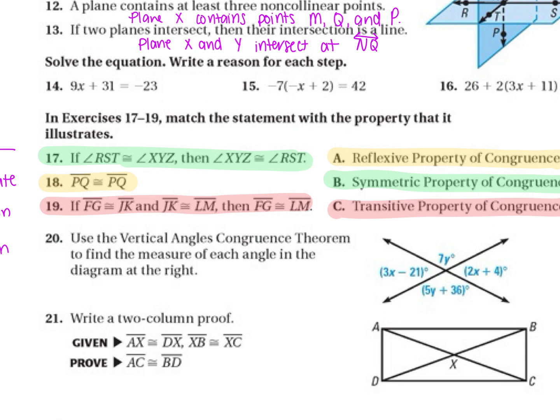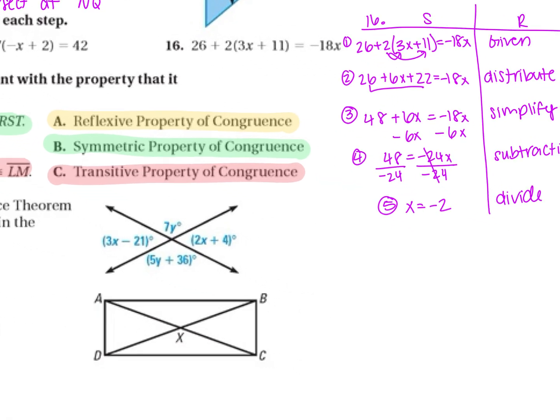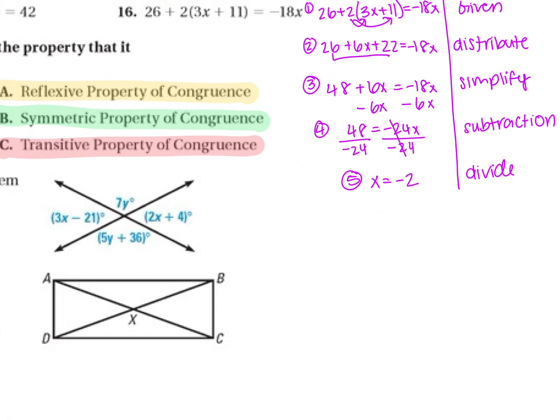20 says use the vertical angles congruency theorem to find the measure of each angle in the diagram. Vertical angles mean they're congruent, so I need to solve for x and y. First I'll solve for x. 3x minus 21 is equal to the vertical angle, which is 2x plus 4. So I'll subtract 2x from both sides, and add 21 to both sides. This cancels out, this cancels out, and I get x equals 25.